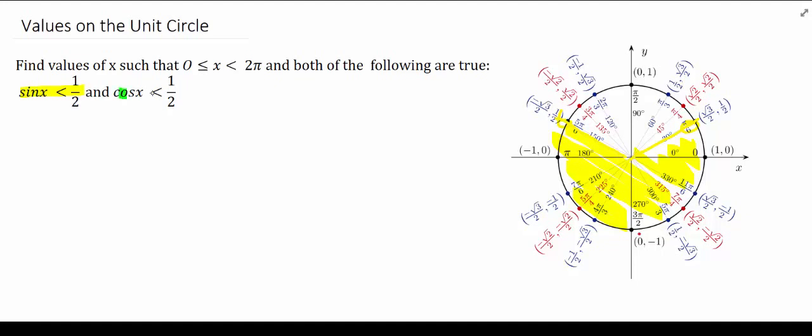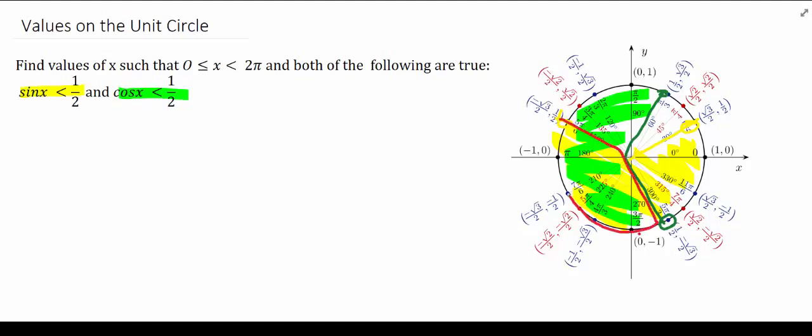And the second condition, cosine of x being less than a half, occurs at pi over 3, because it's the x values, and I can go down here, and 5 pi over 3. So any of the angles, anything less than here to the left, will satisfy the fact that cosine of x is less than a half. So the overlap shown here will satisfy both of the conditions.